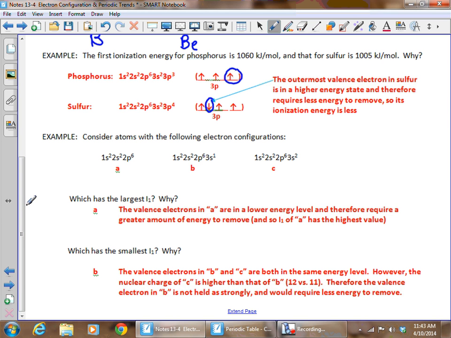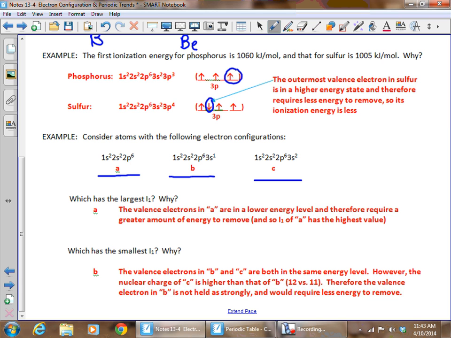So look at these 2 examples. We've got the example here where we've got a 1s2, 2s2, 2p6. This one is a 3s1 element. This is a 3s2 element. Which one is going to have the largest I1? Well, the largest I1 is going to be the one that requires the greatest amount of energy, the greatest amount of energy to remove.